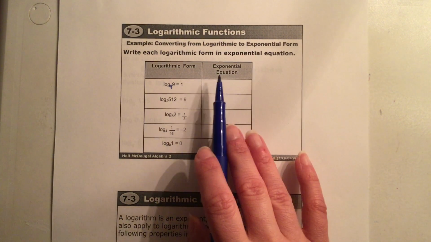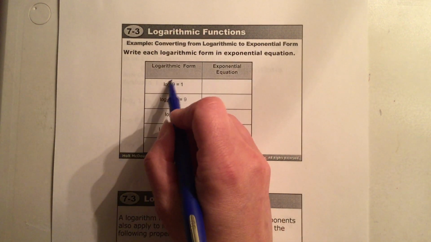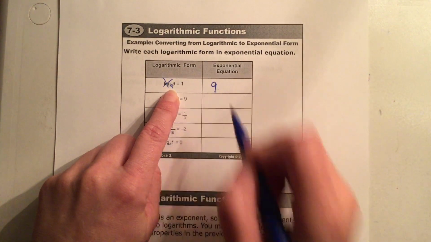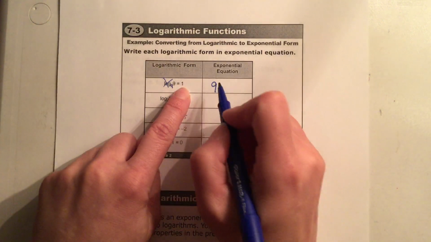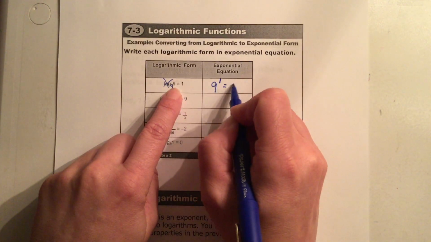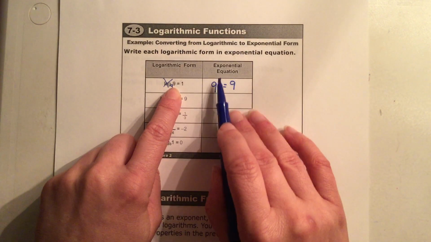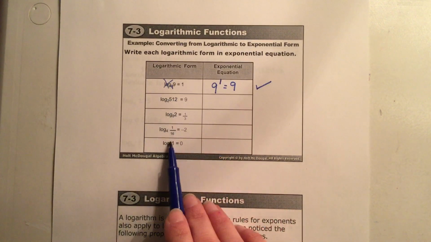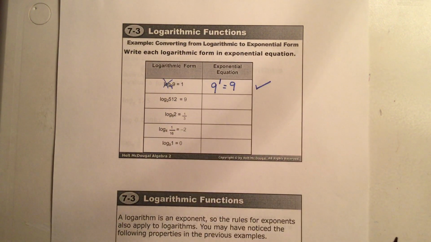So if I am writing this as an exponential equation, obviously I don't want the letters log, so I'm going to eliminate those. The base of the log is also the base of the exponent. So this is the 9. Whatever it was equal to, that's your exponent, and it has to equal the large number that was on the same side of the equation as the log. So 9 to the power of 1 equals 9. That checks. The nice thing is when you go from logarithmic form to exponential, you should be able to mathematically check and make sure that it works.